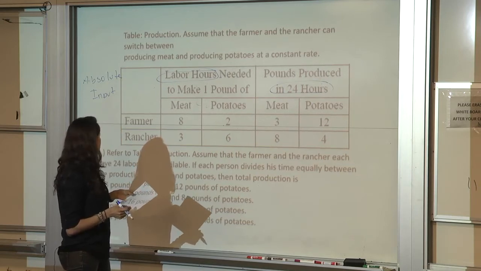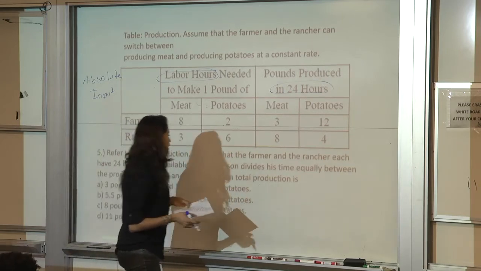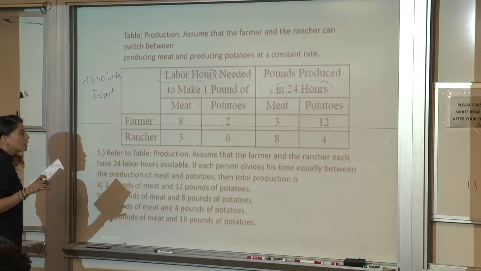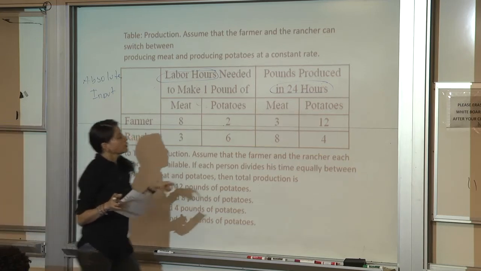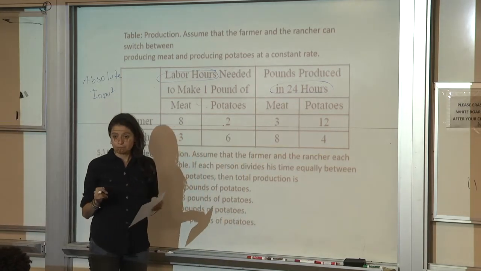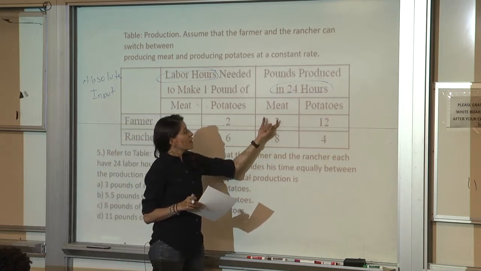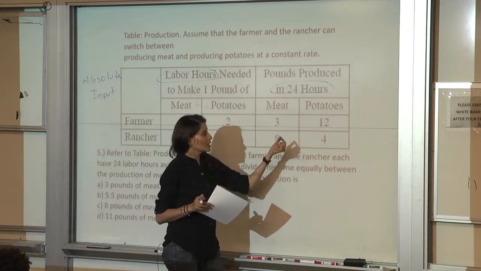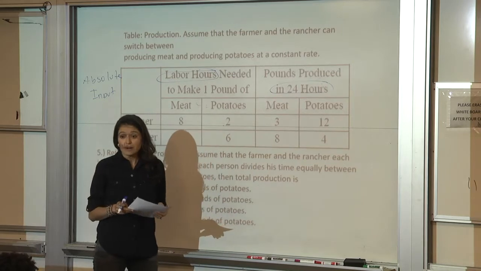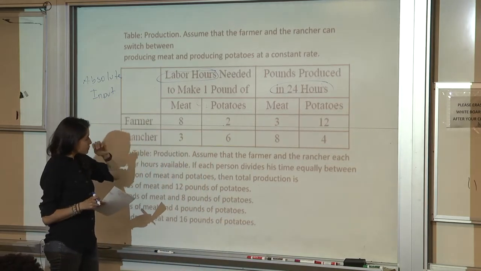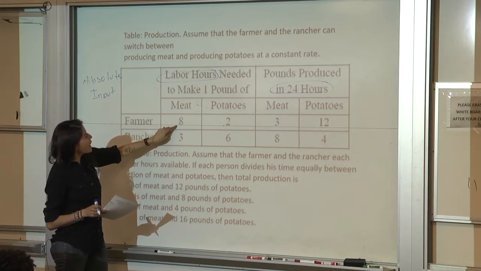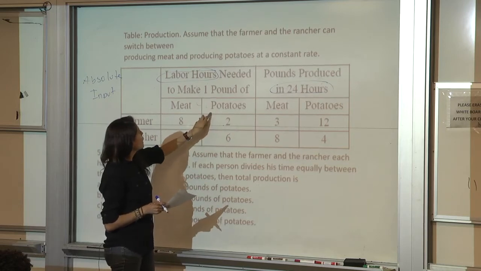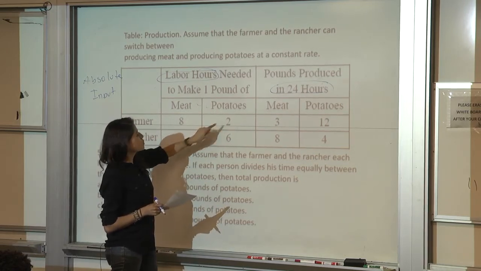So how do you do this? You say, if they divide the time equally between the production of meat and potatoes, this means that the farmer is going to spend 12 hours producing meat and 12 hours producing potatoes, right? And here it says it takes 8 hours to produce 1 pound of meat, okay? And 2 hours to produce 2 pounds of potatoes.